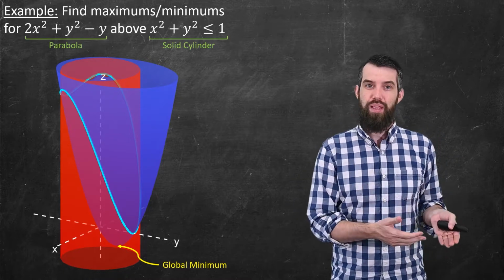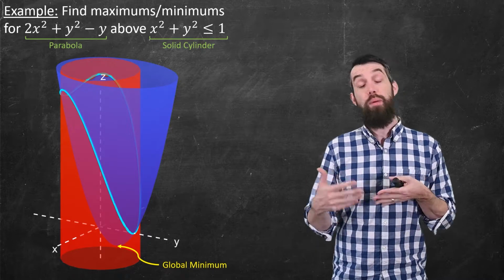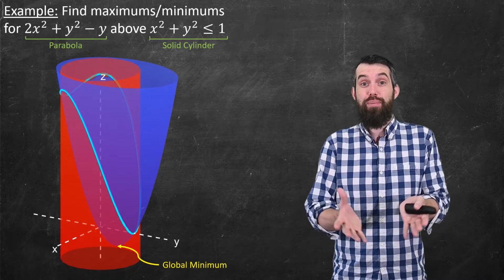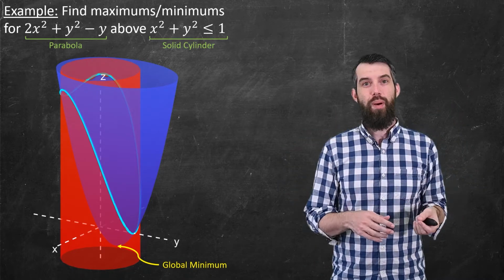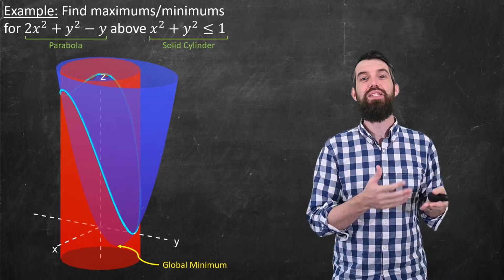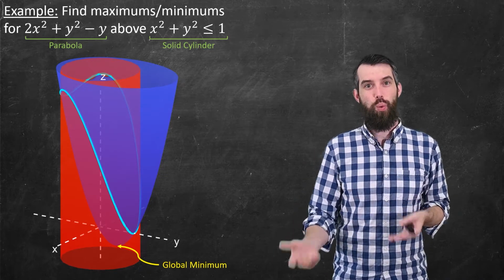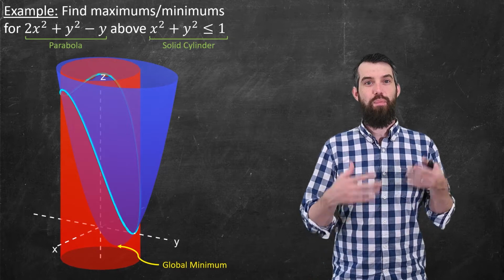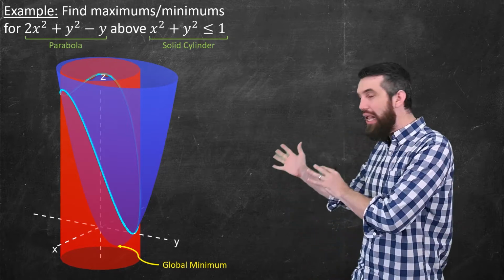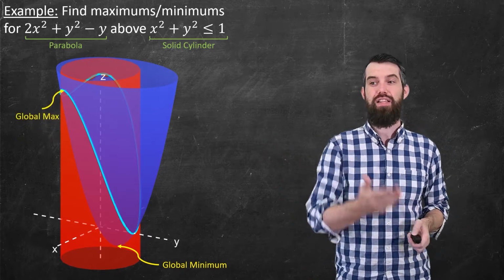But what about the maximum? Now, if I didn't have the restriction about the cylinder, there would be no maximum, because the paraboloid just gets bigger and bigger and bigger forever. But if I demand that I'm inside of x squared plus y squared less than or equal to 1, it means that the possibilities for the maximum have to lie on that particular curve. And in fact, there's two of them.